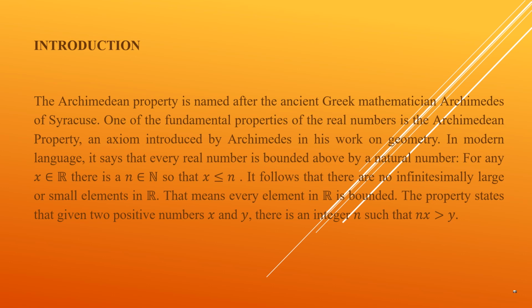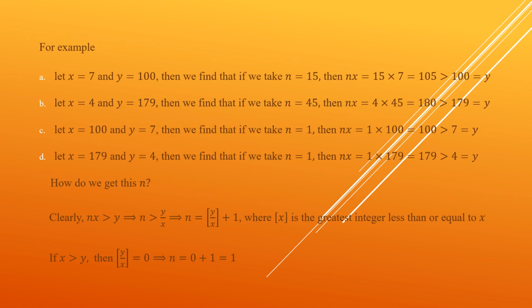The property states that given two positive numbers x and y, there is an integer n such that nx is greater than y. For example, if x is 7 and y is 100, then we can find n equal to 15 such that nx equals 15 times 7 equals 105, which is greater than 100. If x is 4 and y is 179, then we can find n equal to 45, that is n times x, 4 times 45, equals 180, which is greater than 179, which is y.